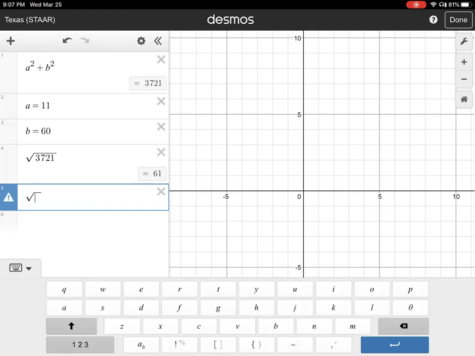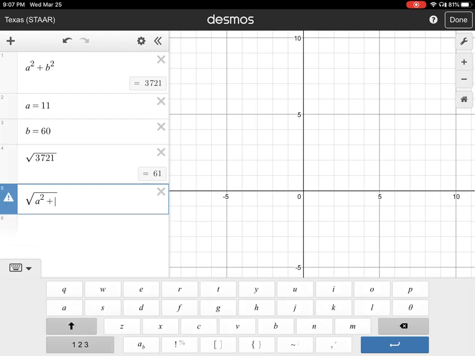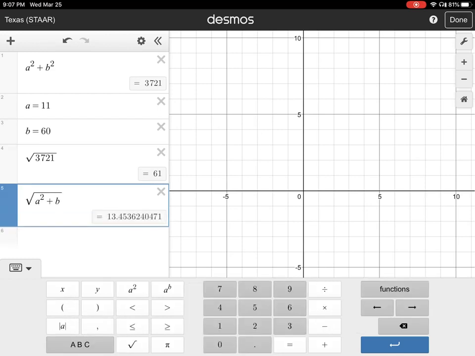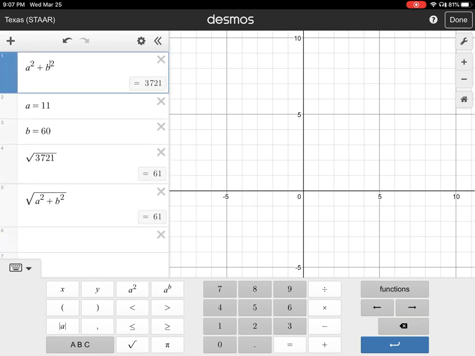So the square root of a squared plus b squared, and you'll see that immediately gives you 61. Okay, so do you have to do it this way? Absolutely not. You can separate it out.